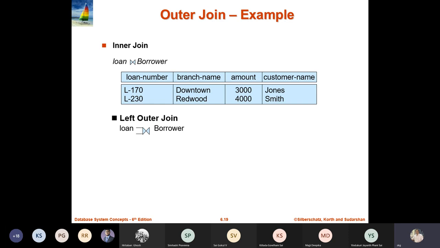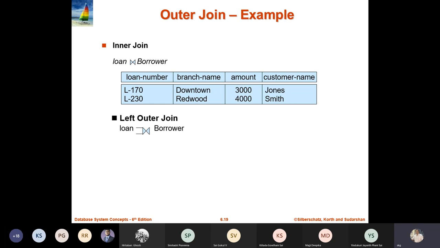In this inner join, we see that loan numbers 170 and 230 are the only ones showing up, right? Because it is an inner join.